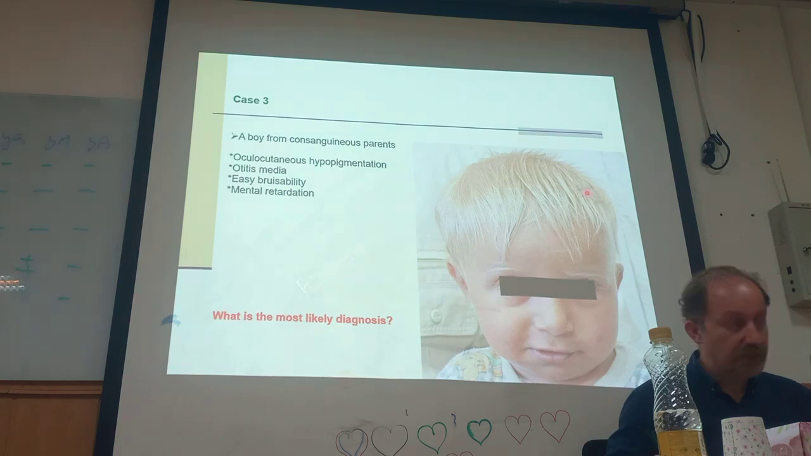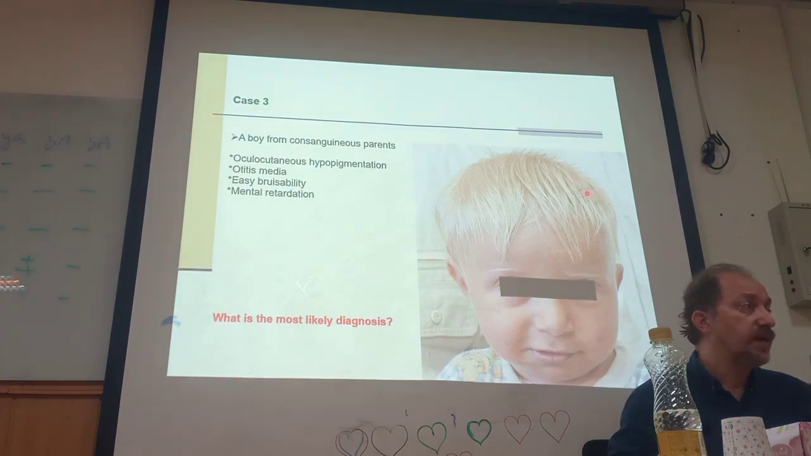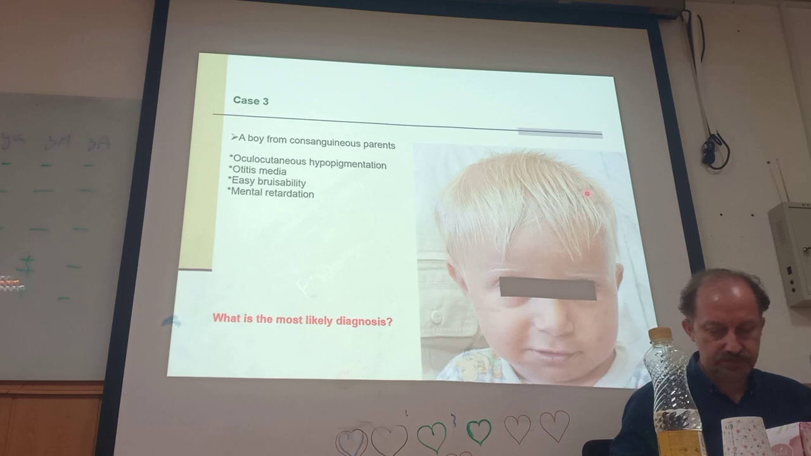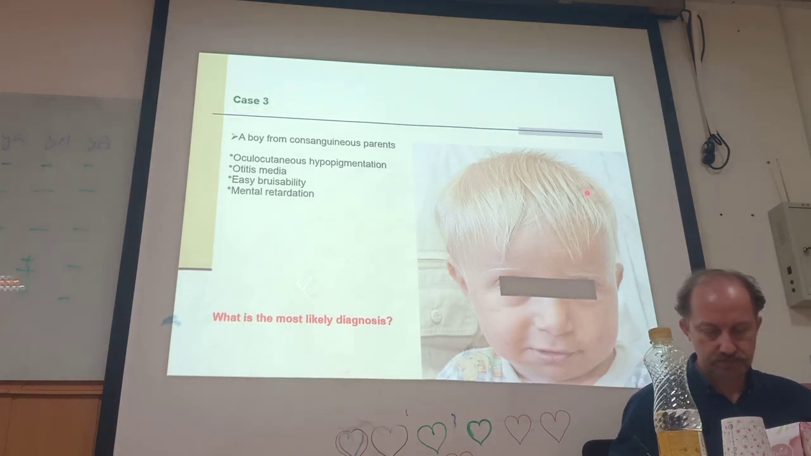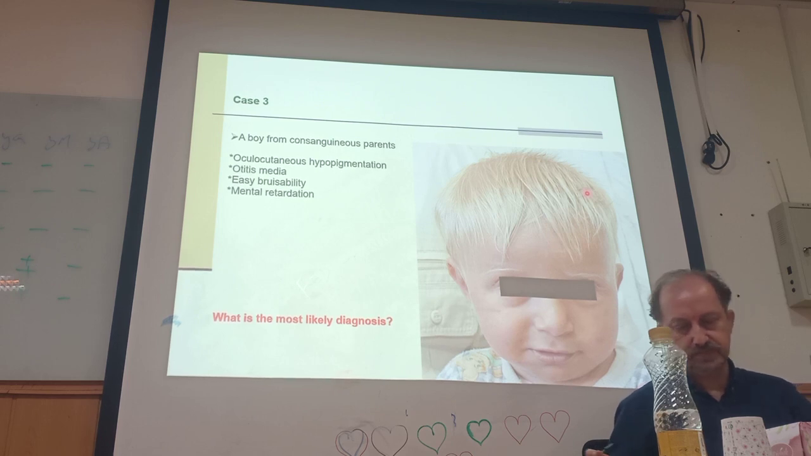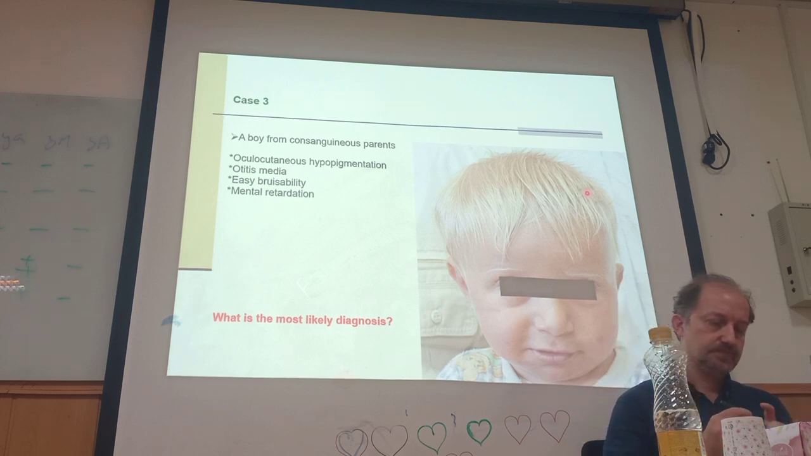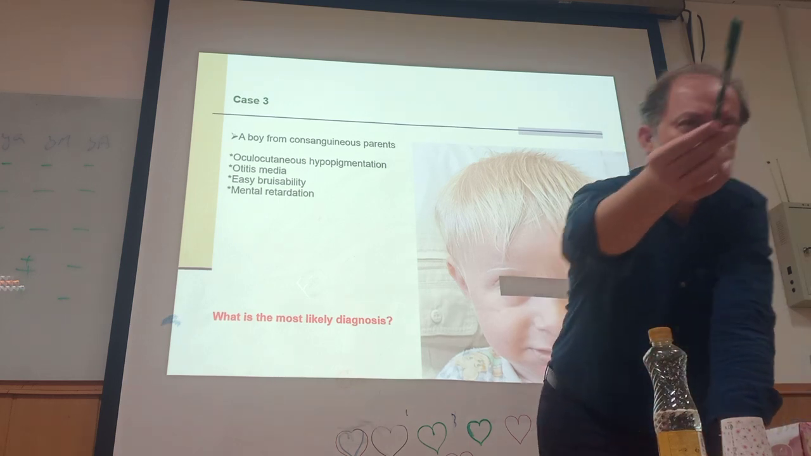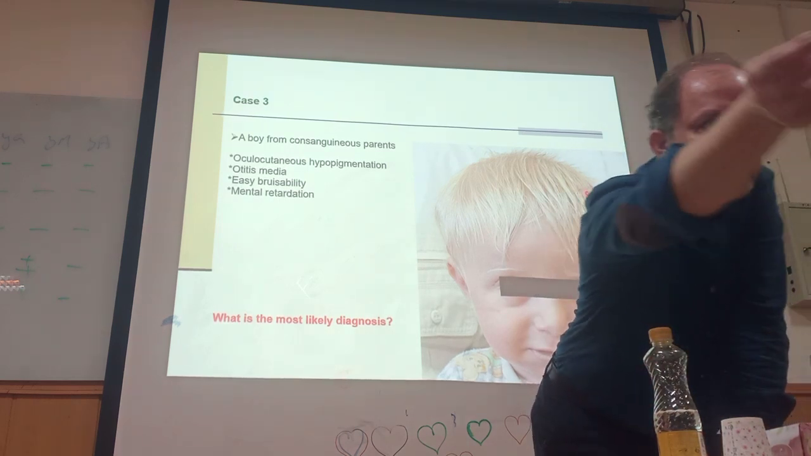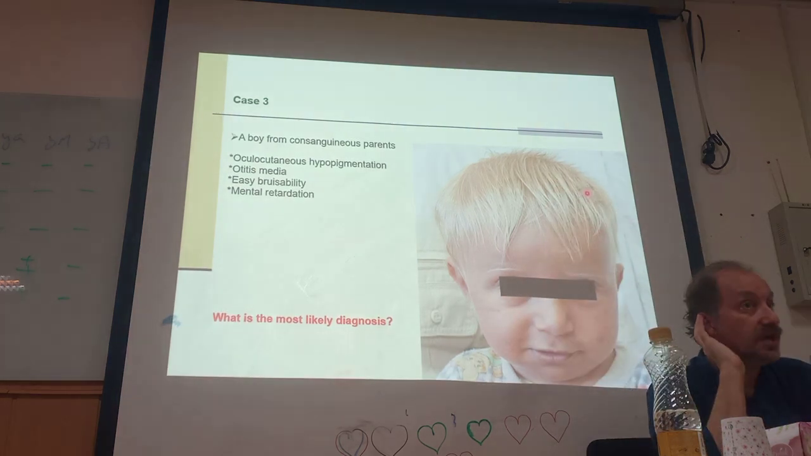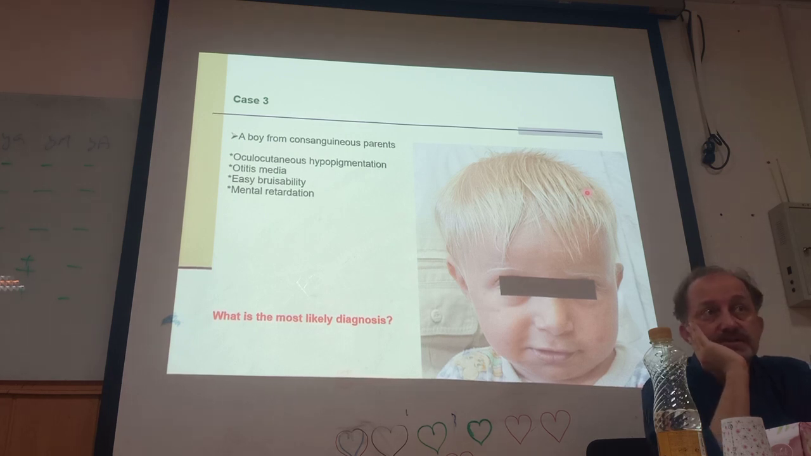Case number 3. A boy who was from consanguineous parents, with oculocutaneous hypopigmentation, otitis media, and mental retardation. What is the most likely diagnosis? What is the diagnosis? Chediak-Higashi syndrome. So how could we make the diagnosis?